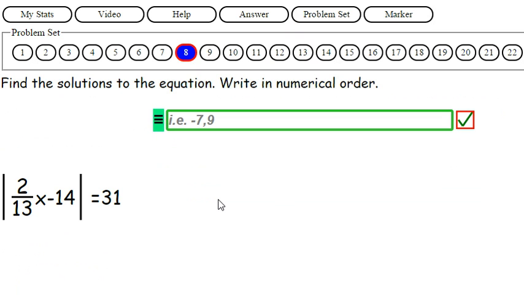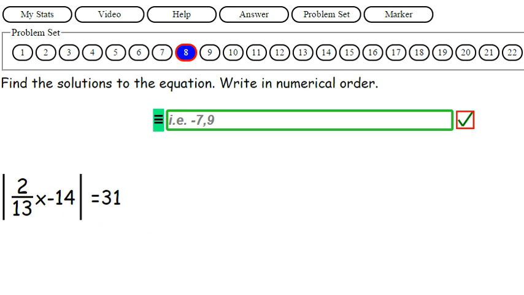Okay, so find the solutions. This should look familiar if you've been working through the problem sets. We've got the absolute value of 2 over 13 x minus 14 is equal to 31. Alright, so this should be trivial, and sections 8, 9, and 10 are just kind of quizzing you on some previous sections. So we're just going to be dealing basically with fractions from here on out. Well, maybe not in 9 and 10, but anyway, in this section here, 8.